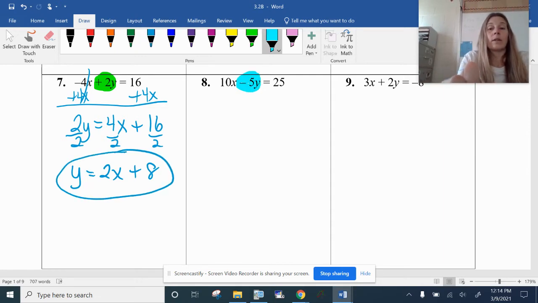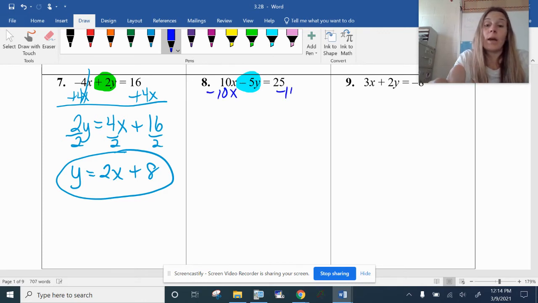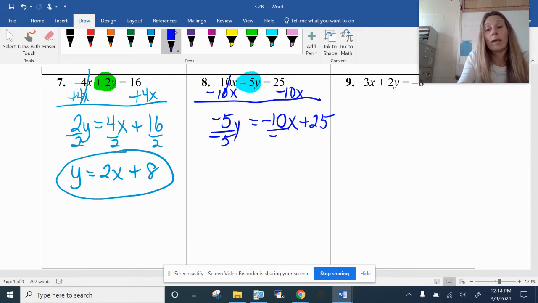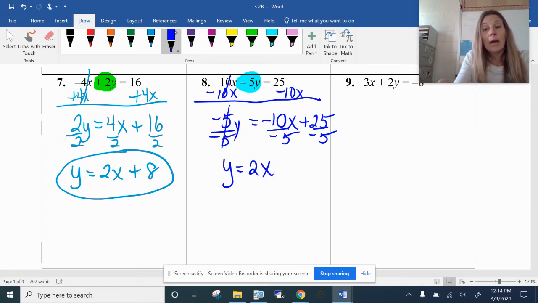Okay, next one. This is another negative y term, so be careful with that. First, we're going to subtract over the 10x. Negative 5y is still left on the left, and then we have negative 10x plus 25. Remember, they're not like terms, so I could not add or subtract them. But I can divide everything by negative 5. Now, be careful with your signs here. You have a negative 10 being divided by negative 5. Just going to make that a positive 2x. And 25 divided by negative 5 will give you a negative 5 there.